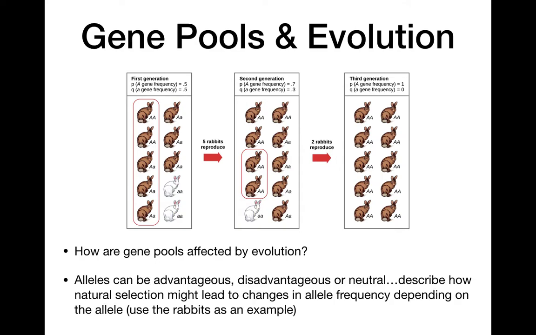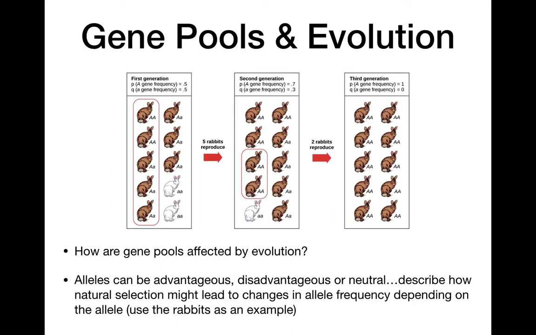Okay, so the different alleles that exist in a population can be advantageous. Maybe they help an organism run faster, like bigger leg muscles. They can be disadvantageous. Maybe it's a coloration that makes it stand out in the environment and predators can find it more easily. Or it can be neutral, so it's not really going to help it or hinder it. It's just a little bit different.